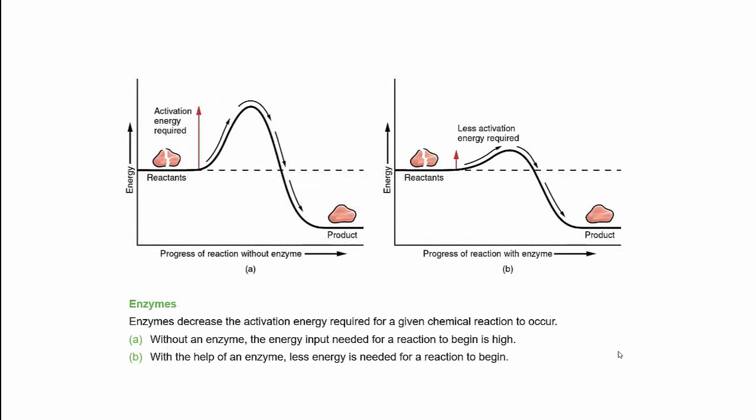Now here we're looking at enzymes. Now if we were in a chemistry class, we would refer to these as catalysts. So an enzyme is a biological catalyst. Okay, so enzyme, biological catalyst. And so what do enzymes or catalysts do? Well, they decrease the activation energy required for a given chemical reaction to occur. Okay. And without an enzyme, the energy input needed for a reaction to begin is going to be quite high. And with the help of an enzyme, less energy is needed for a reaction to begin.